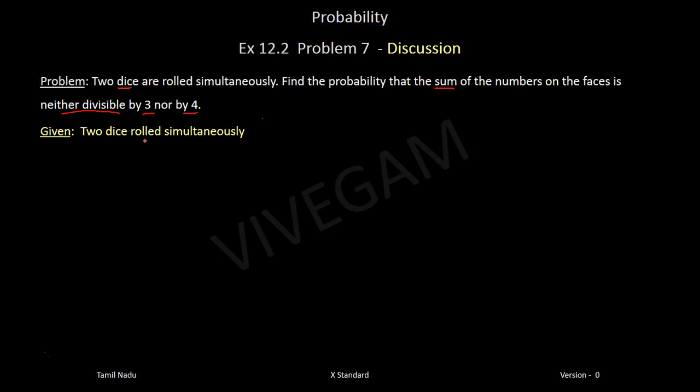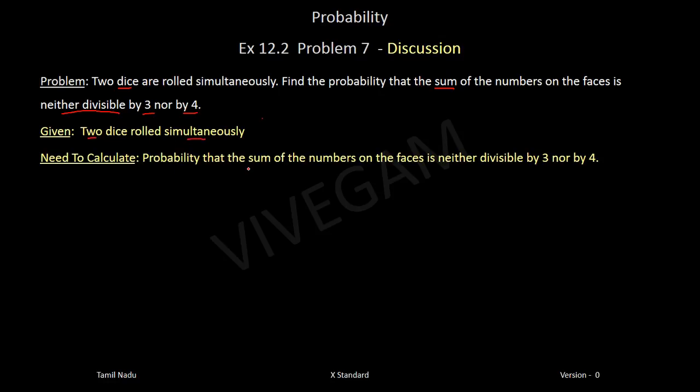So what's given? Two dice rolled simultaneously. We need to find the probability that the sum of the numbers on the faces is neither divisible by 3 nor by 4. When they say the sum of the numbers, let's say the first die gives you 1 and the second die gives you 3. The sum of the numbers on the faces is 1 plus 3. That is what they mean. So 1 plus 3 is 4. But they want us to select outcomes where the sum is divisible by 3 or by 4. Okay. So that is how this will be calculated.